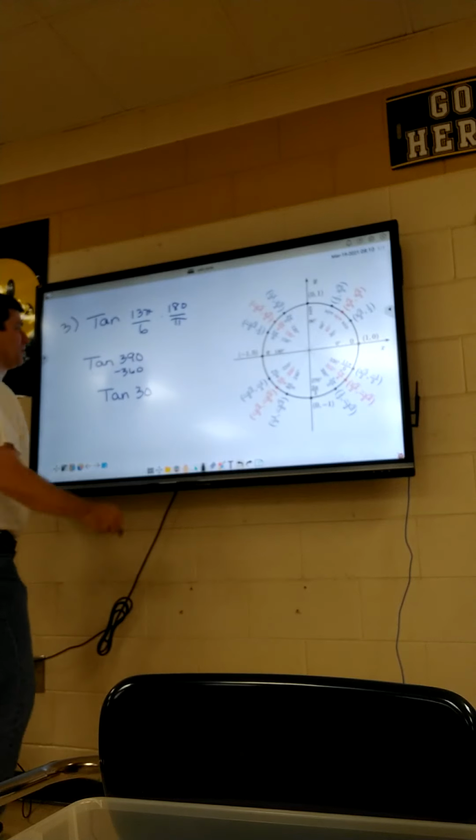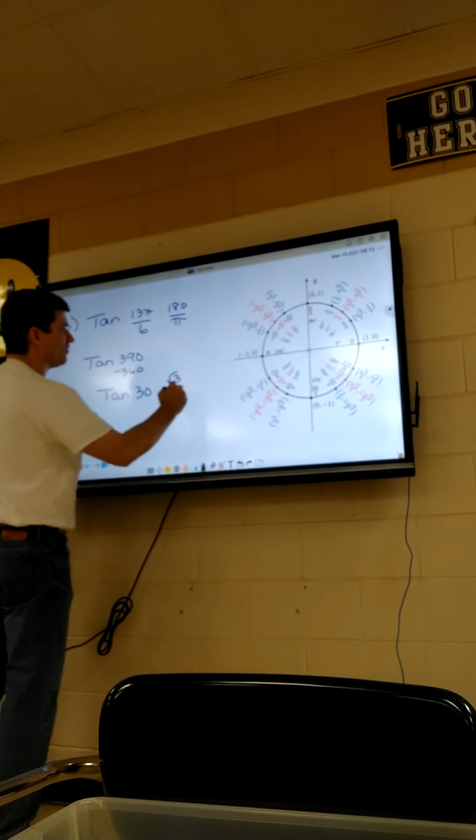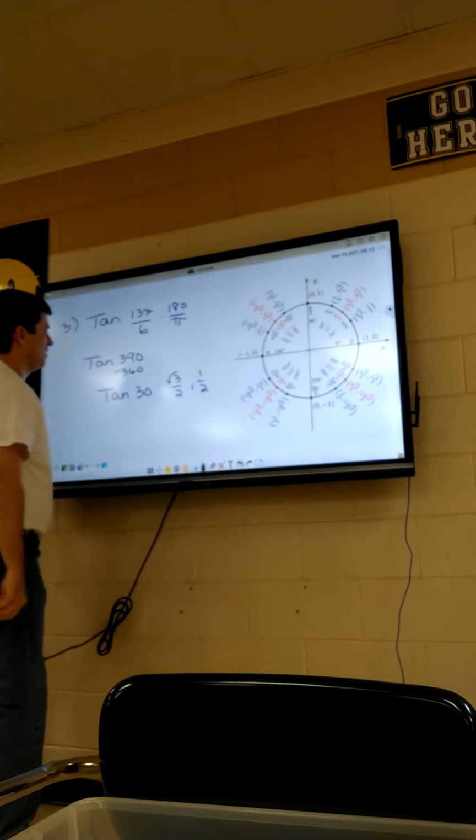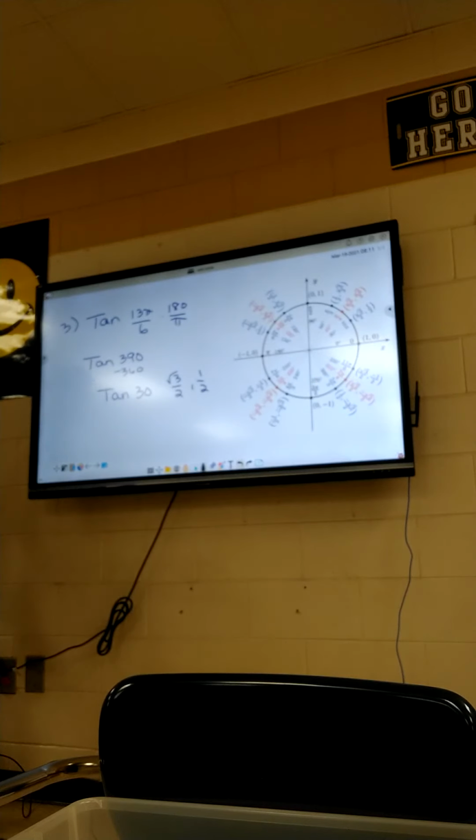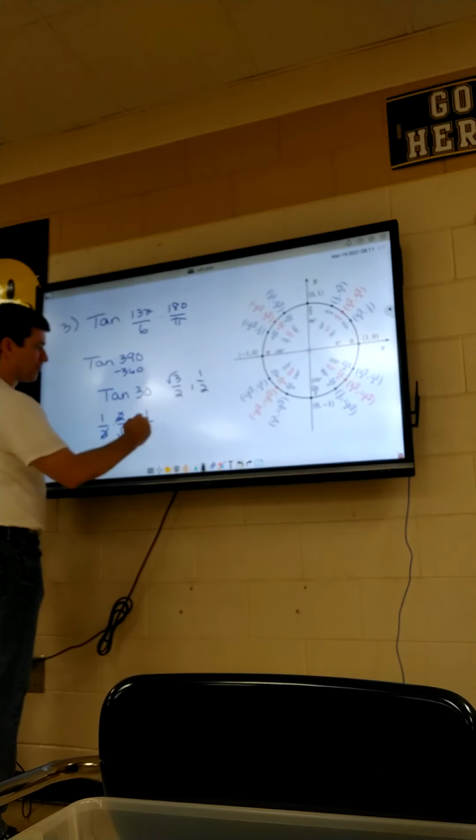All right, so 30 degrees is root 3 over 2, 1/2. The formula is y over x, so I take my y and I flip my x. Now, I'm not showing a lot of work. Really, all I'm asking you guys to show is the keep, change, flip step. I don't care if y'all show anything else. Just show me this. These cross out. I got 1 over root 3.